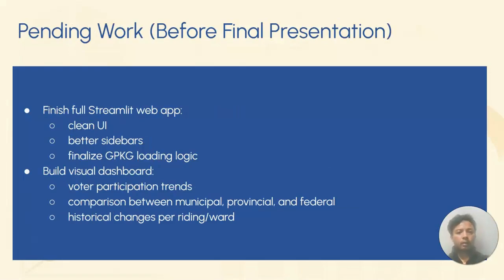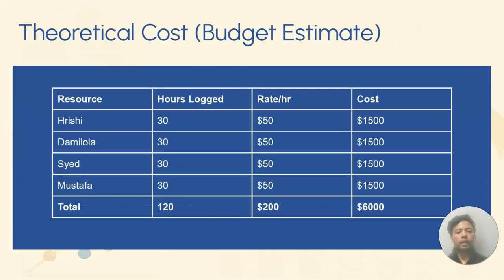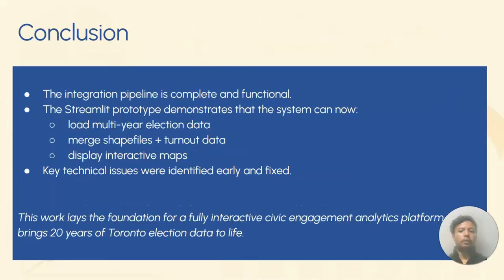Some of the work that we have to complete before the final presentation includes finishing up the Streamlit web app, giving it a final touch with a better UI, and then building a visual dashboard which will showcase some of the trends we found in the data. This is the theoretical budget estimate.